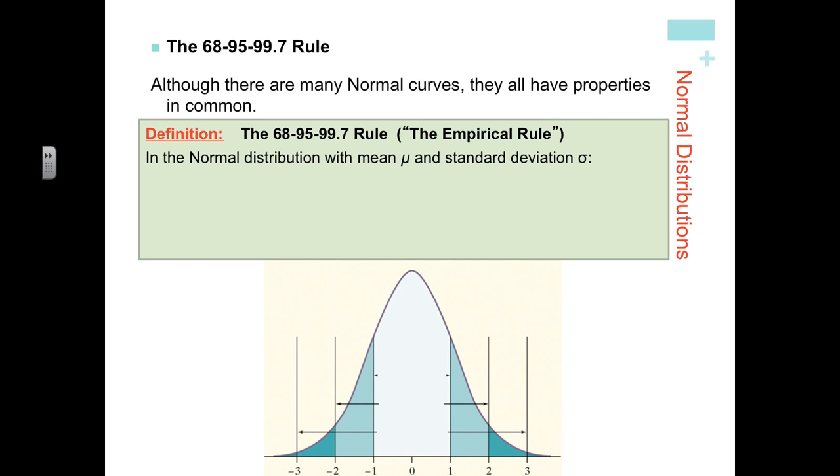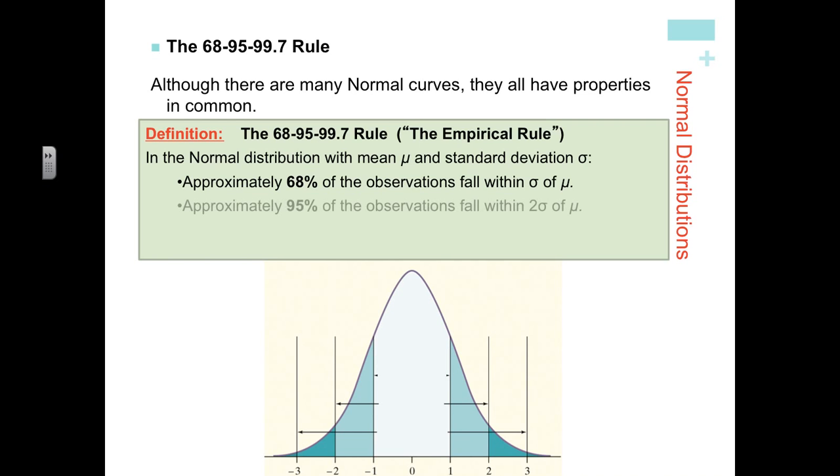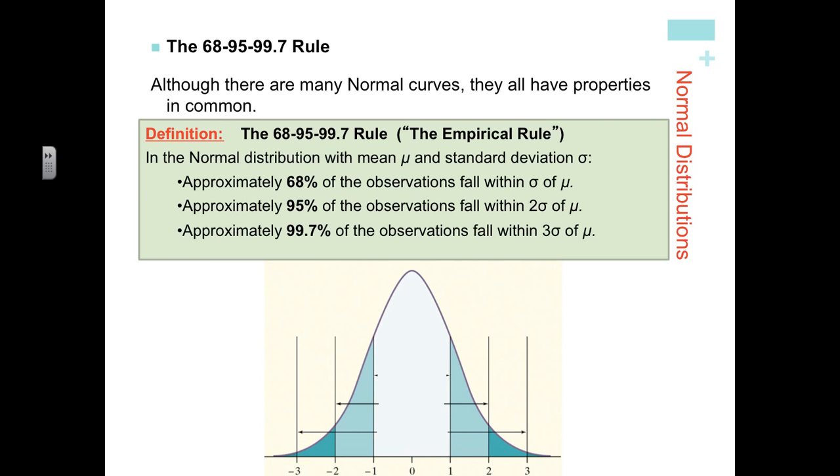deviations. So in the normal distribution, with your mean and standard deviation, approximately 68% of your observations will fall within one standard deviation of your mean. 95% of your observations will fall within two standard deviations of your mean, and 99.7% of your observations will fall within three standard deviations of your mean. I guess I went fast through that. There's 95 for 2 standard deviations, and there's 99.7 for 3 standard deviations. Okay, so there's obviously a little bit more data on the outside.